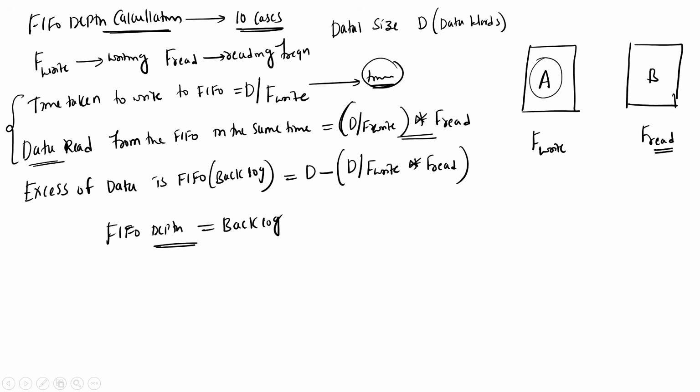So in between, FIFO will be there. That is why F write is there, F read is there. Adarsh asked that time taken to write to FIFO equals D by F, right?